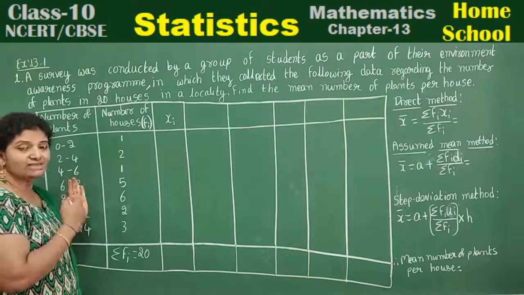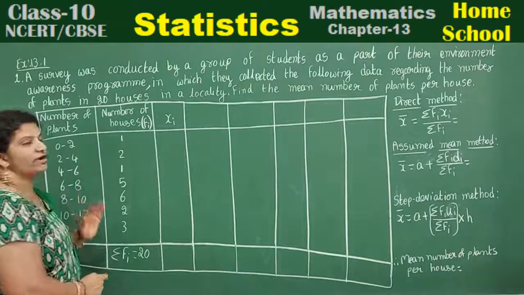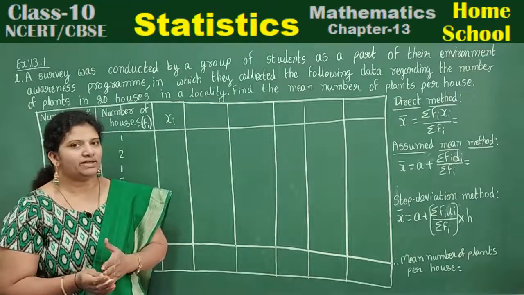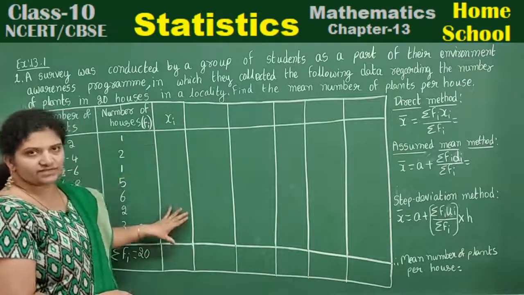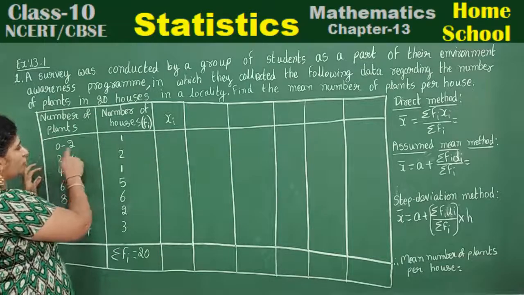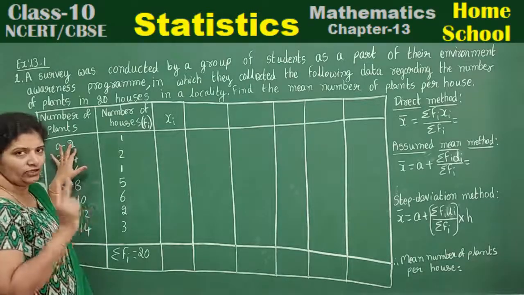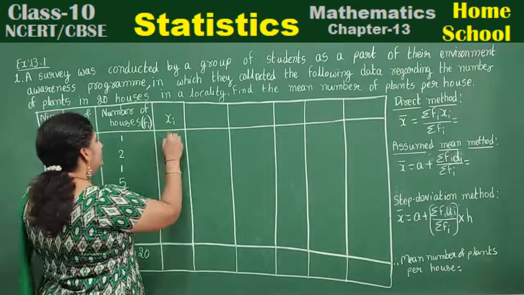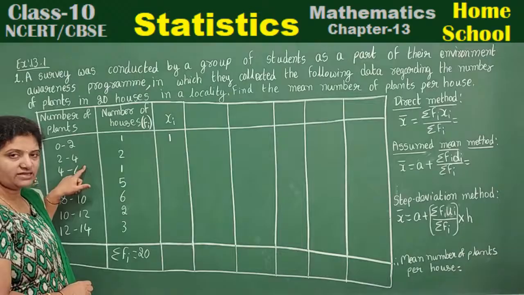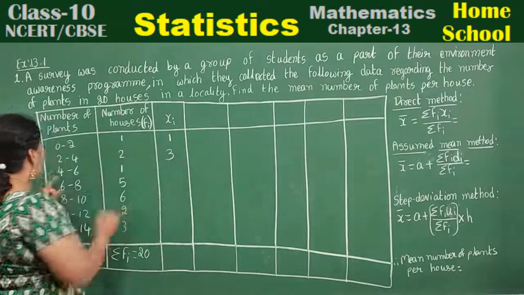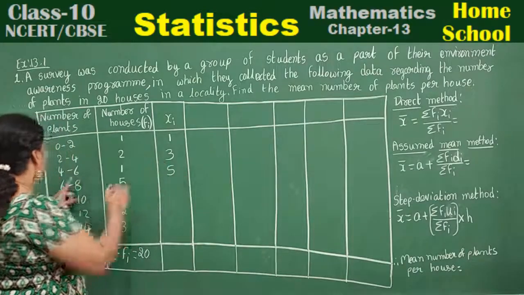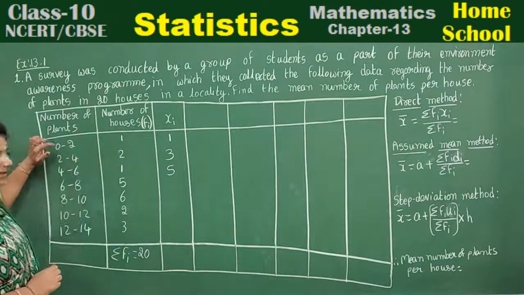Now, we have a class interval. We need to find the class mark. How can you find the class mark? Lower limit plus upper limit by 2. Let's find this first. 0 plus 2 is 2, 2 by 2 is 1. Now 2 plus 4, 6, 6 by 2 is 3. 4 plus 6, 10, 10 by 2 is 5.